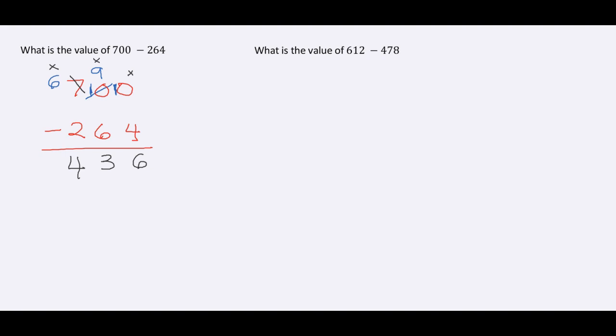Final example, we have 612 minus 478. So we'll start off with the rightmost column. This right here. 2 minus 8, not possible to do. So we're going to come over here to the next column on the left. We're going to take 1 from this. So we're left with 0 here. And then that one we borrowed, we're going to place it right in front of 2. So we have 12 minus 8. We now have 4.